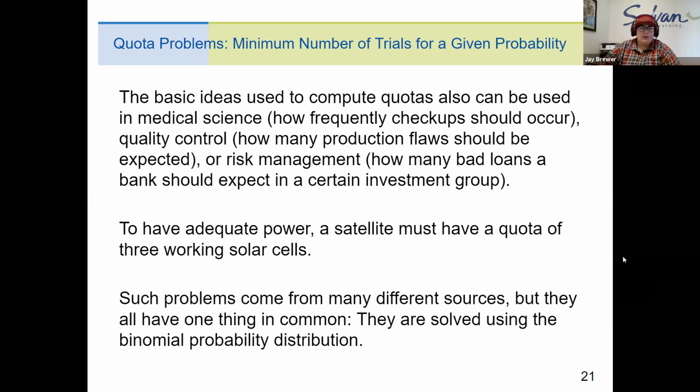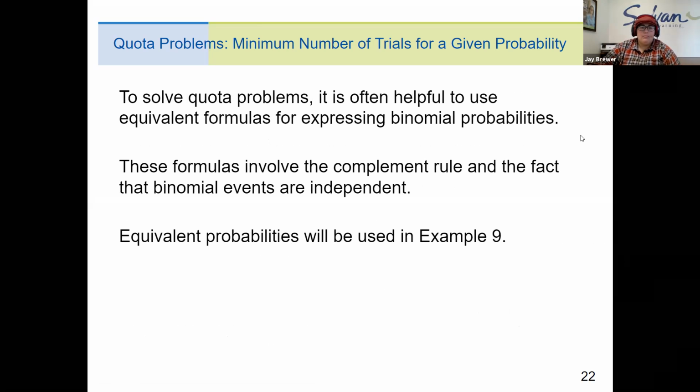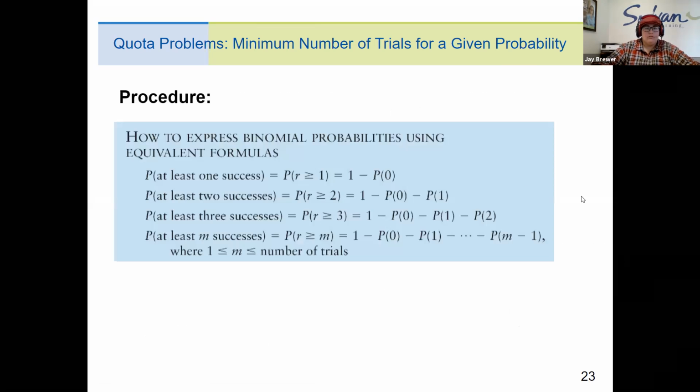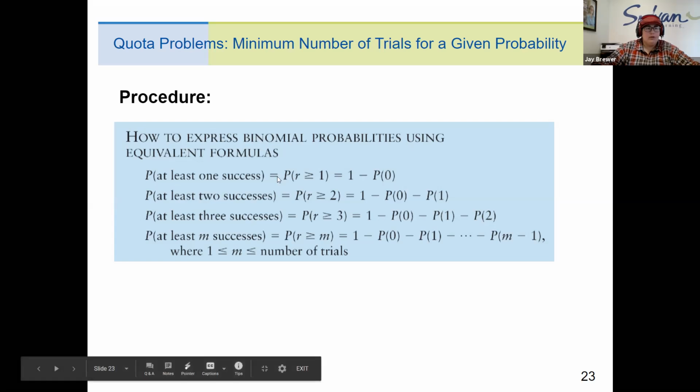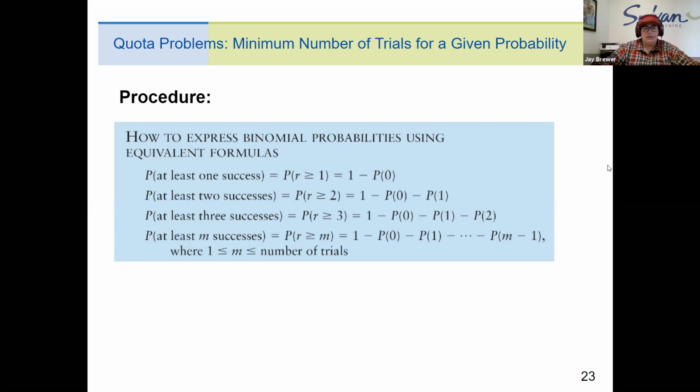They are solved using the binomial probability distribution, which makes sense because you're either going to have a success or a failure. To solve quota problems, it is often helpful to use equivalent formulas for expressing binomial probabilities. These formulas involve the complement rule and the fact that binomial events are independent. So let's look at the example. If you write notes, you will want to write this procedure down. It will definitely help you with your homework.